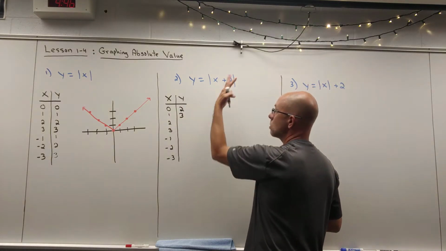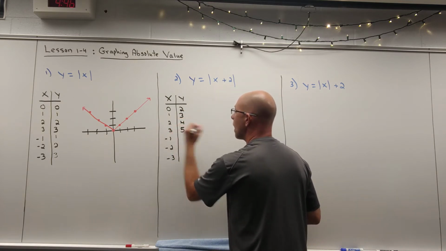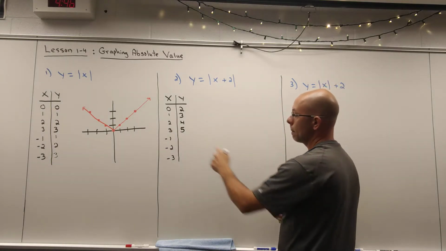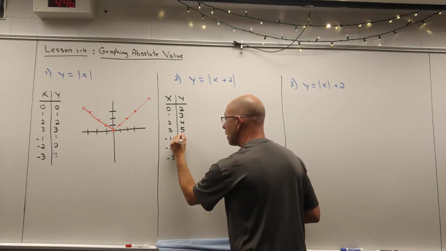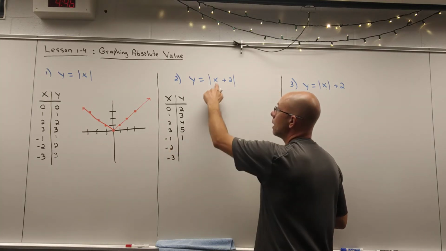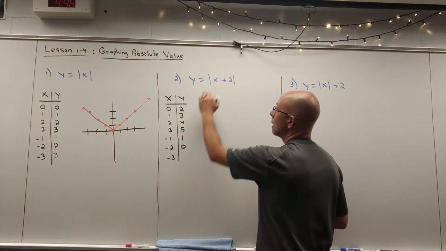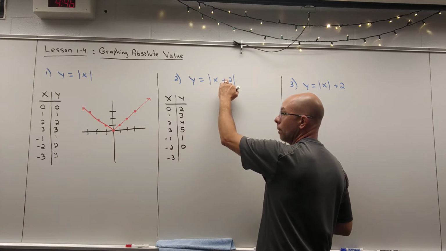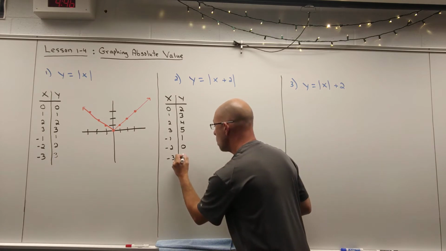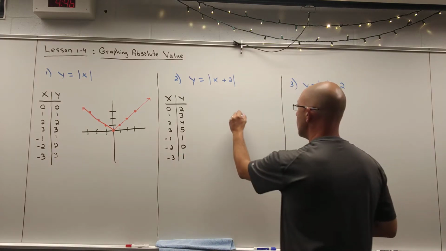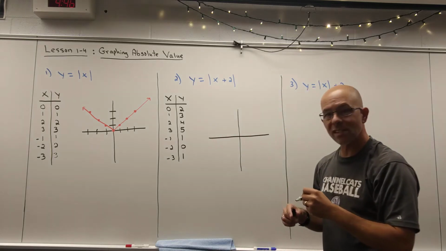Okay, 2 plus 2 is 4, absolute value is 4. 3 plus 2 is 5, the absolute value is 5. Keep going now. Negative 1 plus 2 is 1, absolute value 1. Negative 2 plus 2 is 0, absolute value 0. Negative 3 plus 2 is negative 1. The absolute value of negative 1 is 1. We are going to draw this graph, and we are going to notice the patterns.